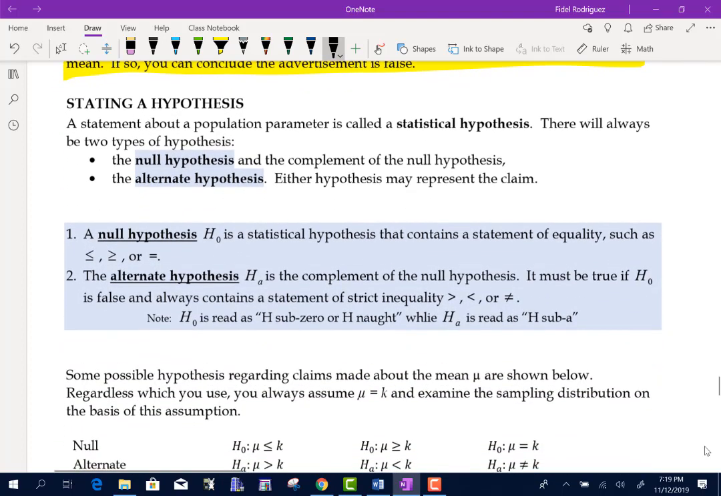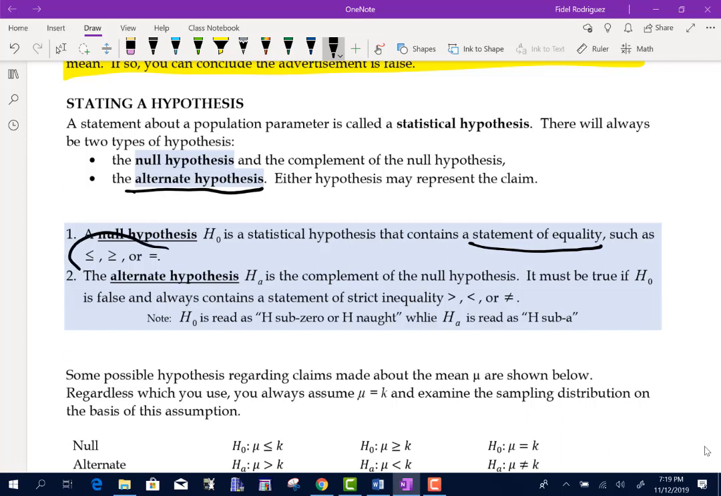Okay, so guys, we have something called stating a hypothesis. It says a statement about a population parameter is called a statistical hypothesis. There's always going to be two types of hypotheses. The first one is the null hypothesis, and then we have the complement of the null, which is the alternate hypothesis. Either one of those two can be the claim. So the next thing is, how do I know which is the null hypothesis and which is the alternate? The null hypothesis is going to have some kind of statement about equality.